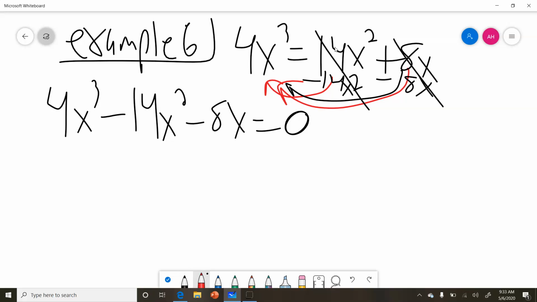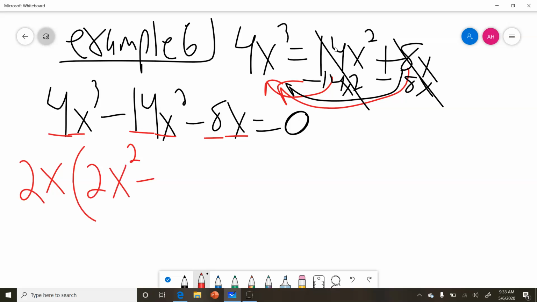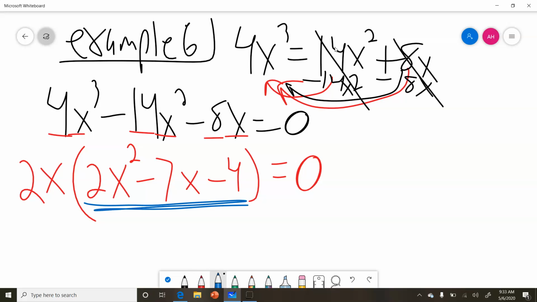Okay, and they just came to this side as negatives. Now, I say, what do they all have in common? Well, they all have an x in common, so I can take out an x. They also all have a 2 in common, so I can take out a 2x. So I'm now left with 2x squared minus 7x minus 4 equals 0, like that. Now I just factor this guy, right? I say what times what.